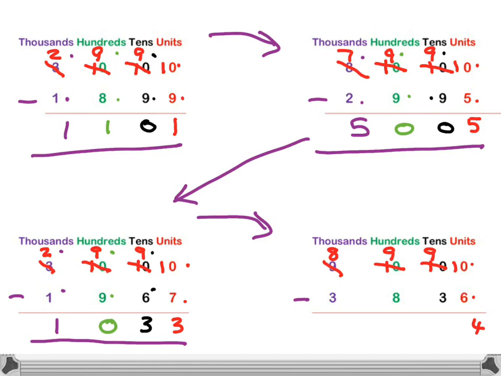Next column. 9 minus 3 is 6. Next column. 9 minus 8 is 1. Next column. 8 minus 3 is 5. 5,164. Okay, so I hope that you managed to understand borrowing with many zeros.